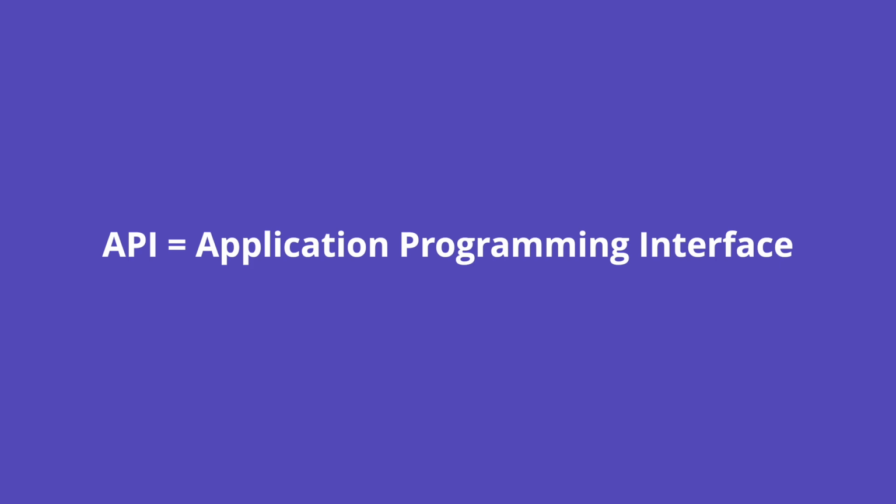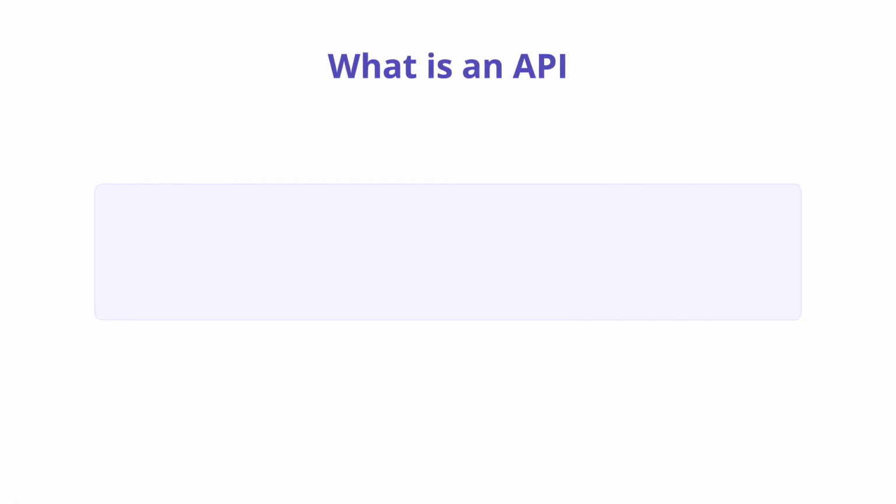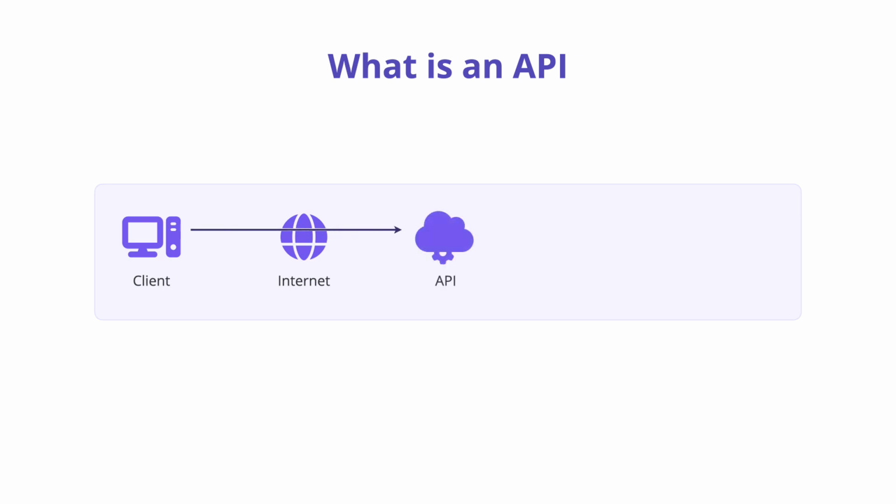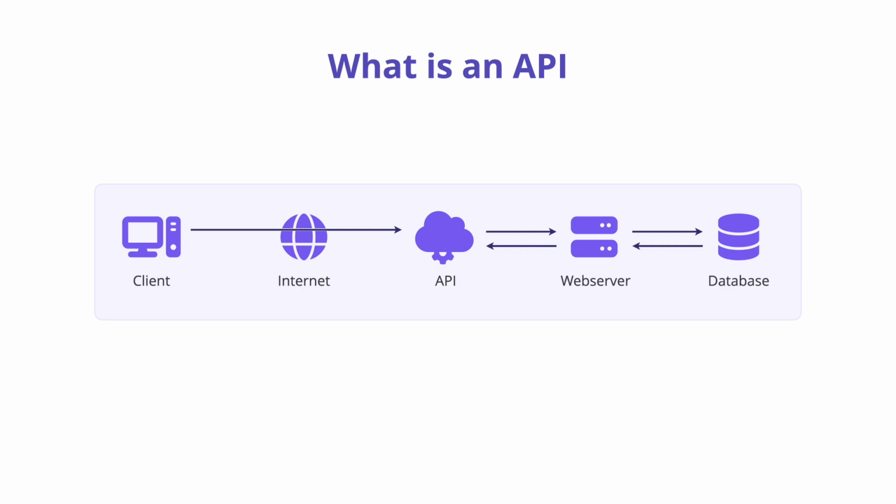API simply expands to an application programming interface. It is a mechanism that allows software systems to communicate with each other using a set of protocols and definitions. In this example here, the client sends a request over the internet to an API. The API receives the request and sends it to the backend web server for processing the request. The web server processes the request by contacting the underlying database. The server then sends back the response to the API. The API then sends the response back to the client. So you see, it is a simple client-server communication that happens over an internet connection.